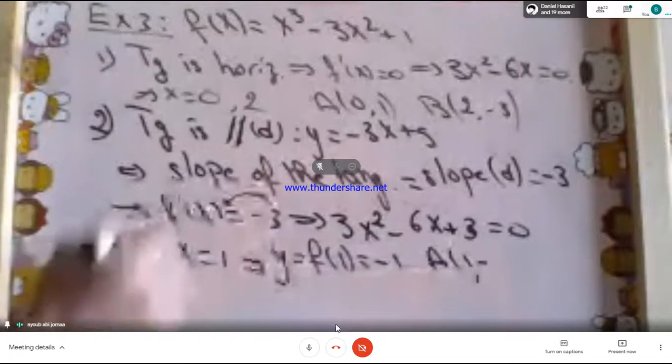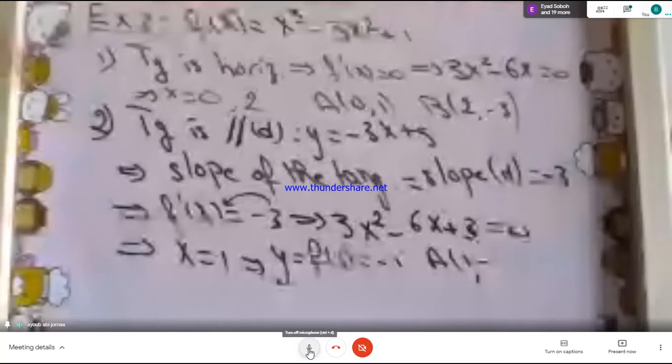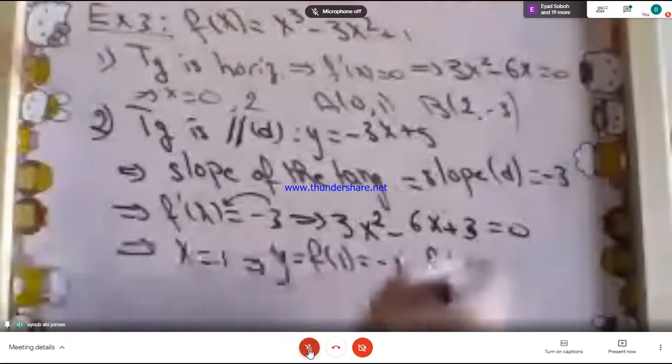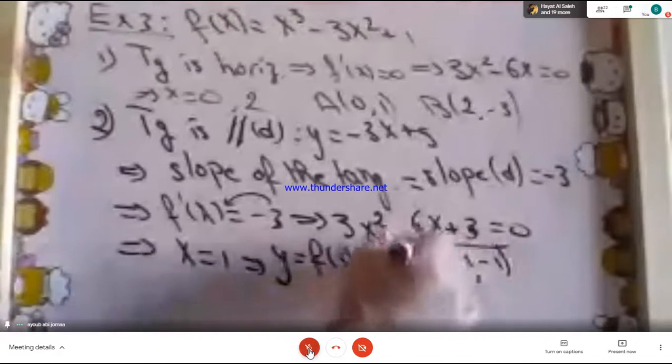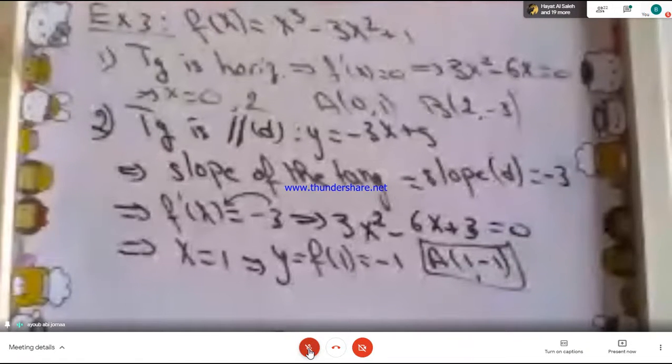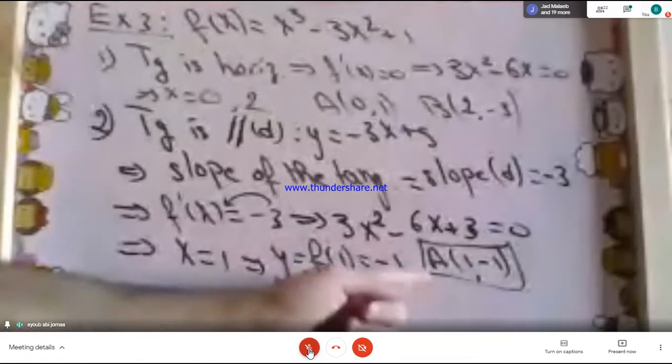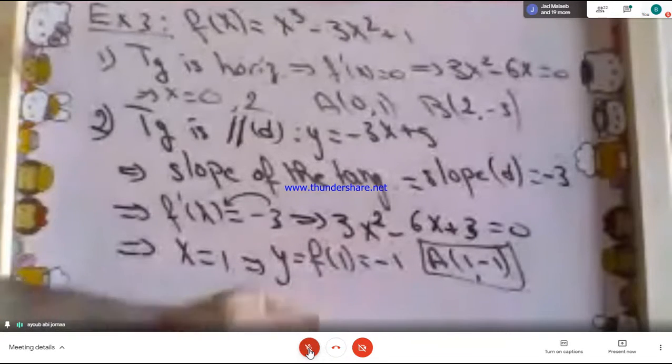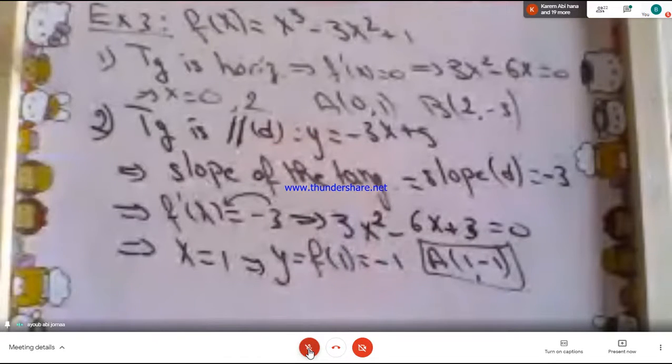take 3 to the left side. Okay. So the point on the curve at which the tangent line to the curve is parallel to the line of equation y equals negative 3x plus 5. Also, we are going to see the graph of this function when you finish writing.